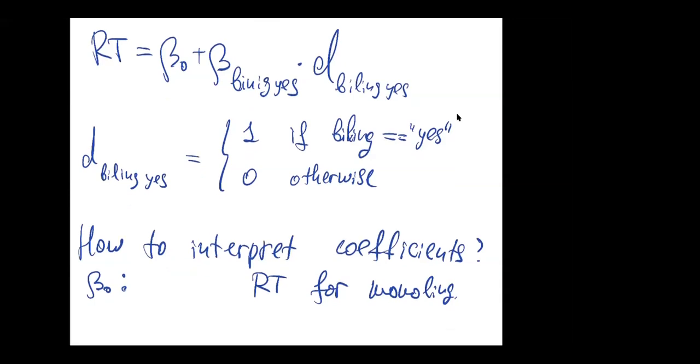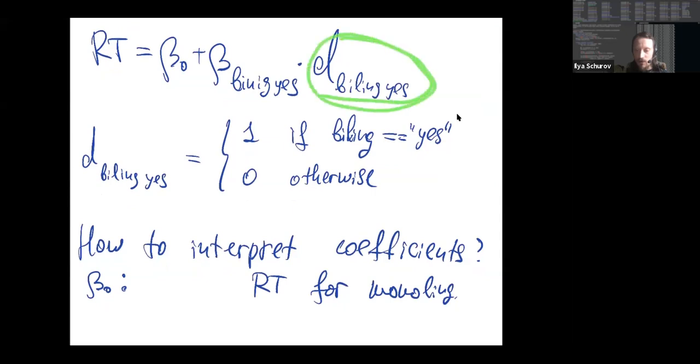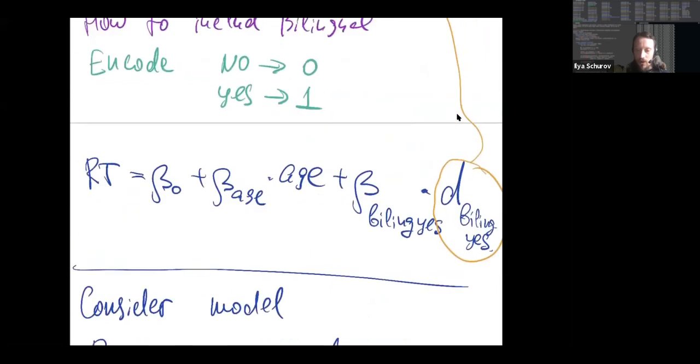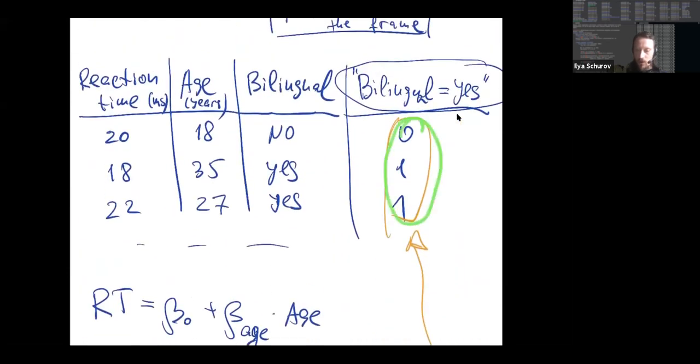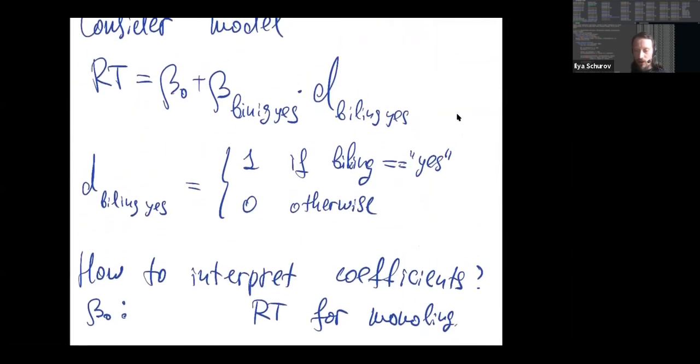I think I missed something, but could you please repeat what D means? This variable is the following. We add a new column to our initial table, and this column simply has zero if here is no, and one if here is yes. So these zeros and ones are just the answer to the question, is it true that variable bilingual is yes? And this new variable is denoted by this letter D with index bilingual yes. And this is usually called a dummy variable.